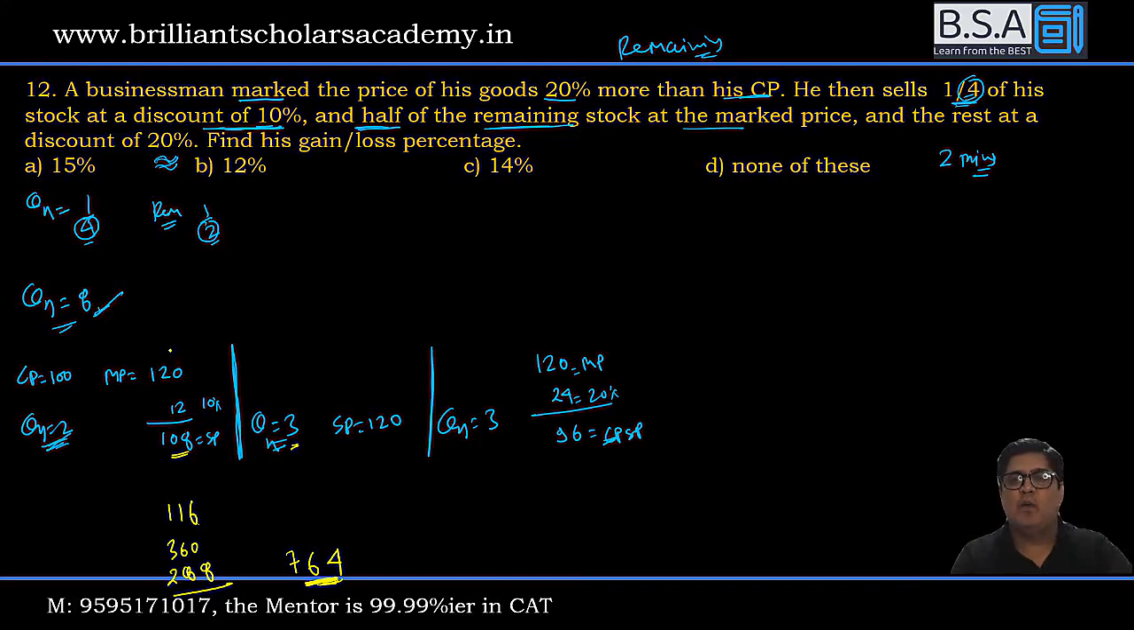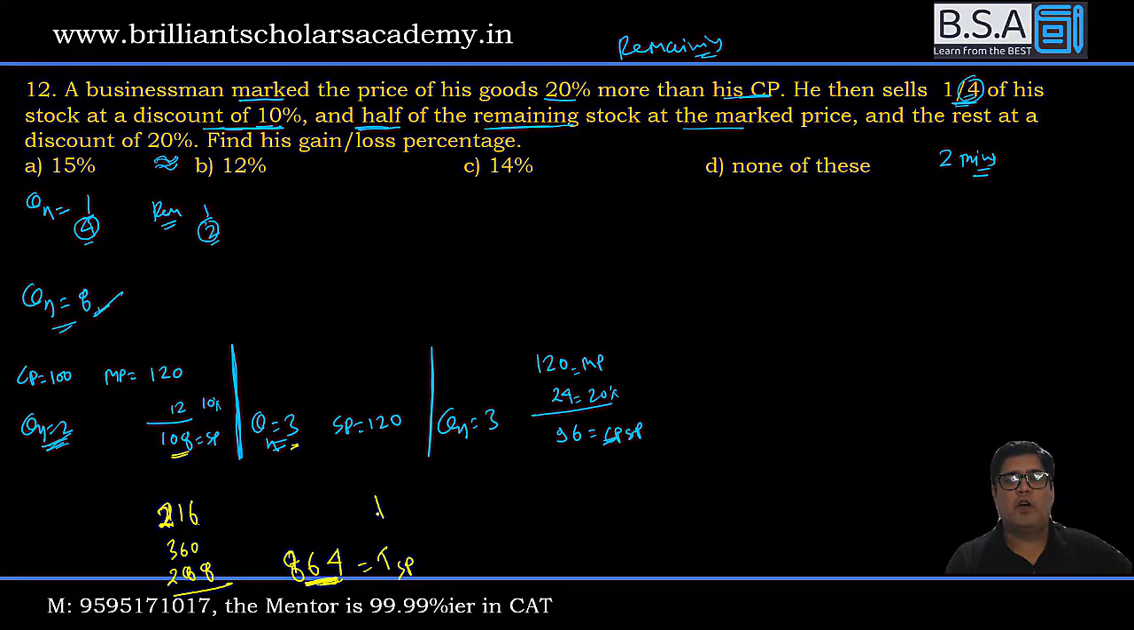How much money was being spent? Did we make a calculation mistake? Let's confirm this. This will be 216. That will be 864. That is the total selling price.